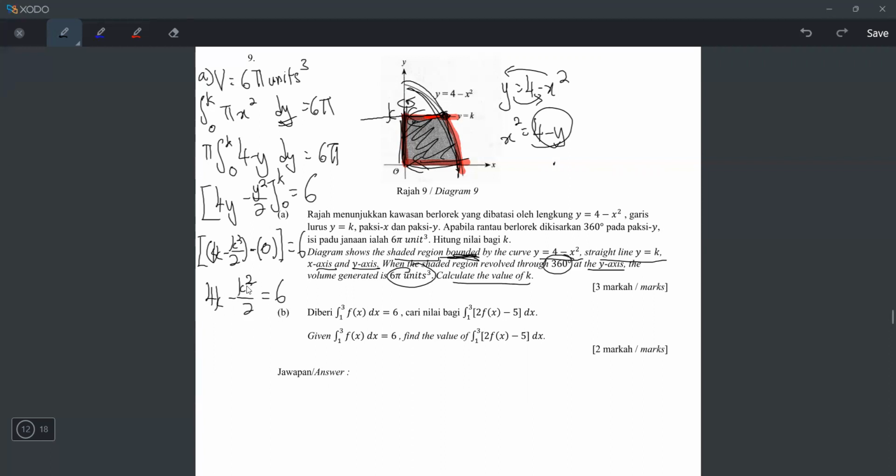And now I can solve this, then I can find k. How to solve this? Remove the fraction first, take everything times 2. So times 2 gives k squared, and times 2 gives 12. Now I can see that there's a square.